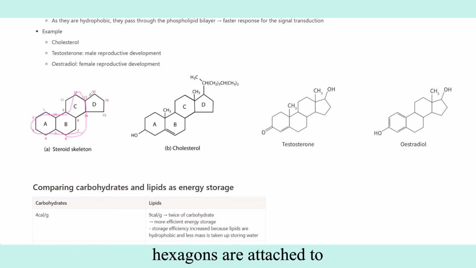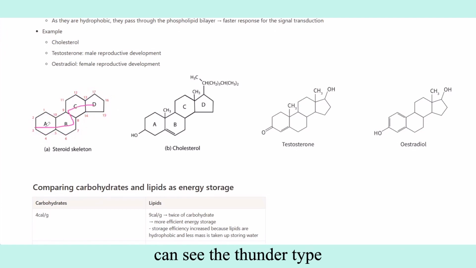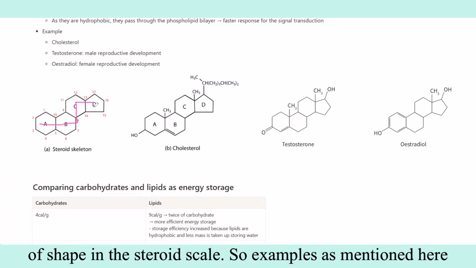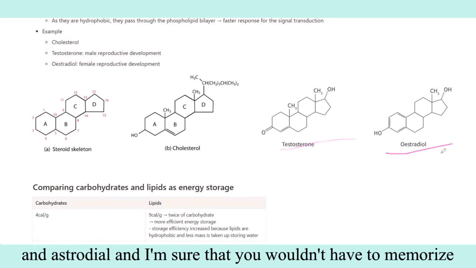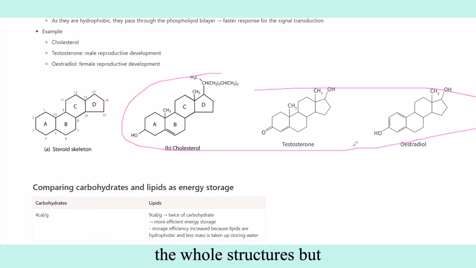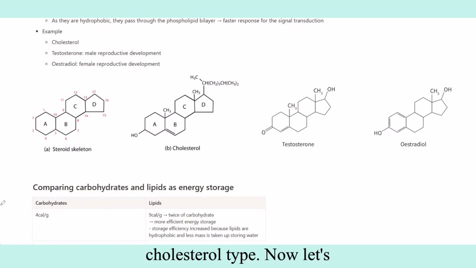The steroid skeleton is like Harry Potter's mark on his forehead, where three hexagons are attached to each other, and a pentagon is attached on the top right. And you can see the thunder type of shape in the steroid skeleton. So examples as mentioned here include cholesterol, testosterone, and estradiol. I'm sure that you wouldn't have to memorize the whole structures, but you should know how to identify which one resembles which type, such as cholesterol.